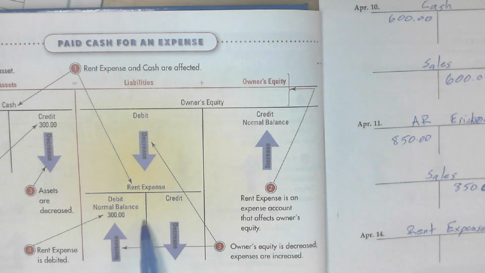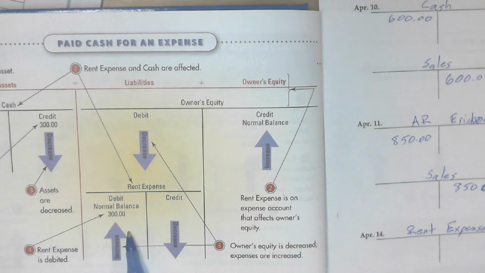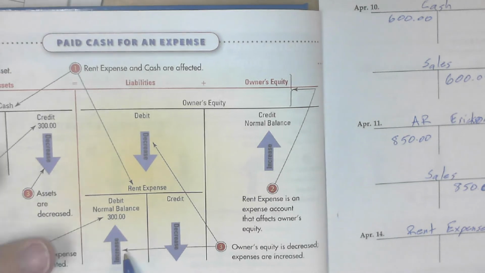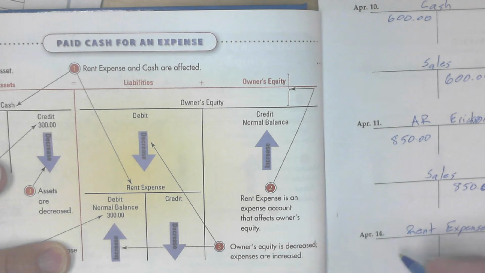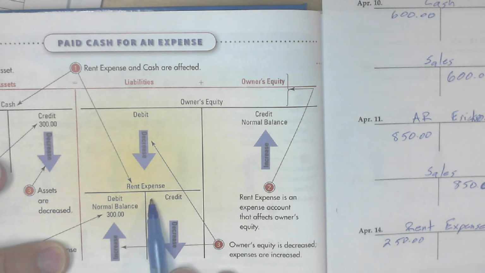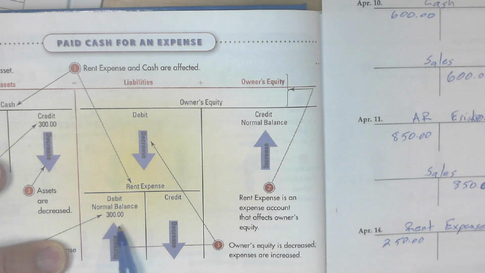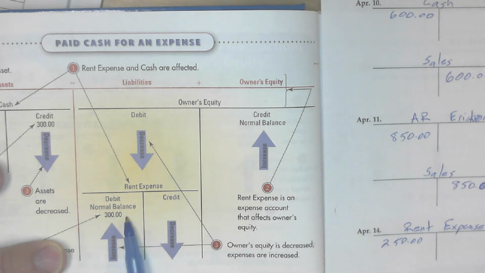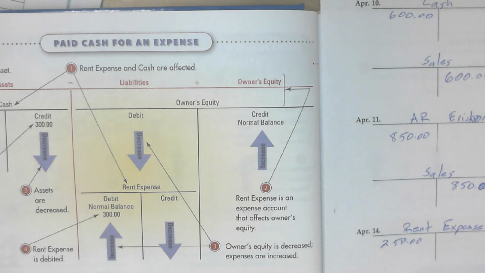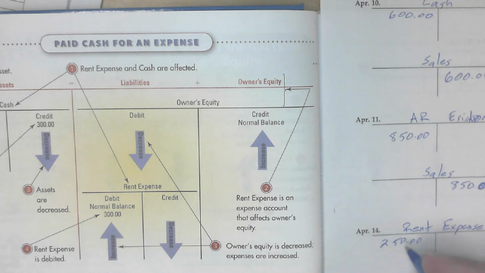You can see that's kind of a sub T of the T. This one was a little bit trickier. So our $250 is going to go here because it's on the left side. Anything that increases for this one is going to go up on the left side.